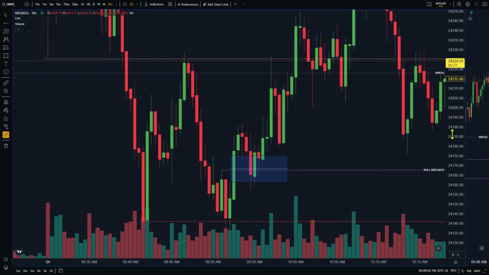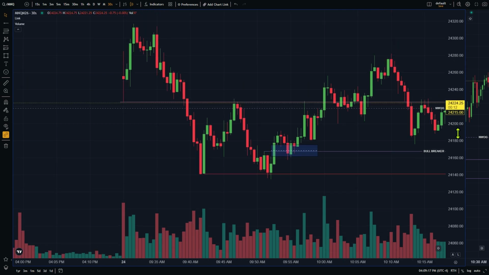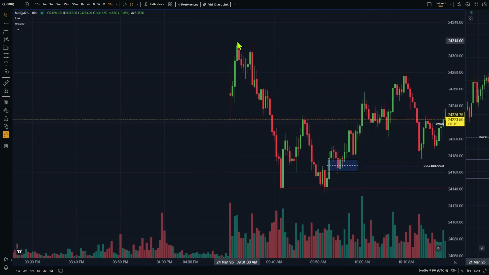And then where would we aim? This high right here would be your first target. If you put on more than one contract, you could take it off there. That's a 52-point move from your entry here to right there. If you're feeling really industrious, you could have aimed here.